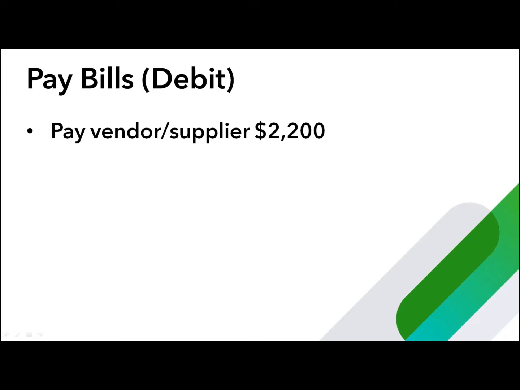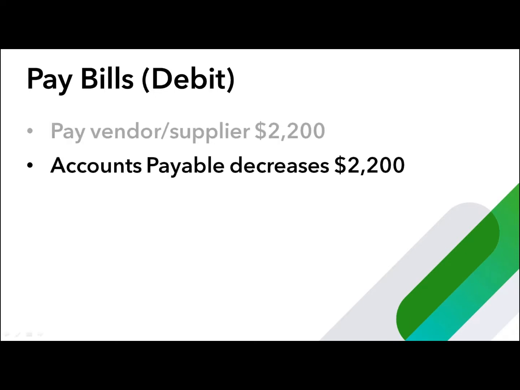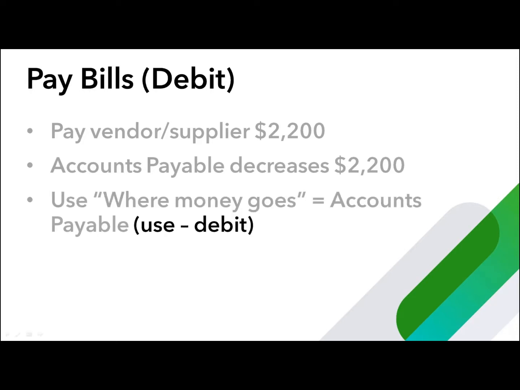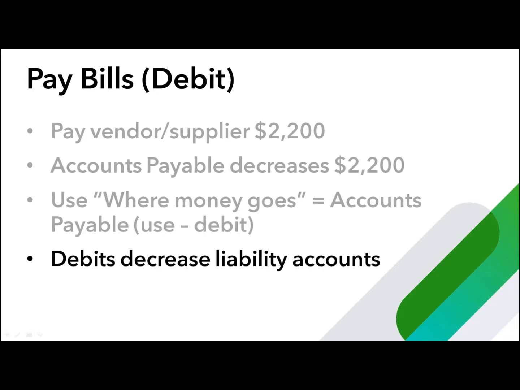Let's begin with the left side of the transaction, or debit side. You paid a vendor with a check for $2,200. You owe less money, so accounts payable decreases. The use of the money is to decrease what you owe, accounts payable. Use the general guideline. Uses are usually debits. This makes sense because debits decrease liability accounts. You owe your vendor less money, so accounts payable should decrease.